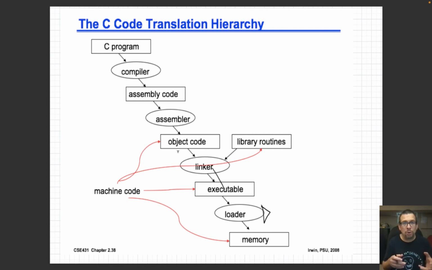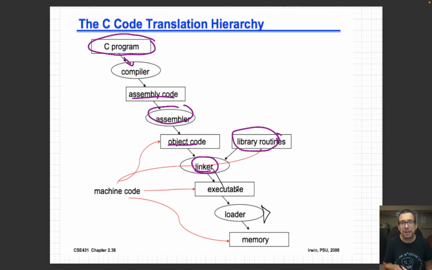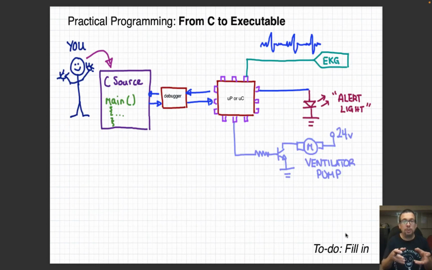So let's talk about this code translation hierarchy. Typically, somebody produces a program in a high-level language like C or Java or one of these other languages. That program is then converted using a compiler into assembly code. You normally don't see that assembly code. That assembly code is then run through an assembler, which then makes object code. That object code is linked with library routines into an executable file, which is then loaded into the memory of the microprocessor.